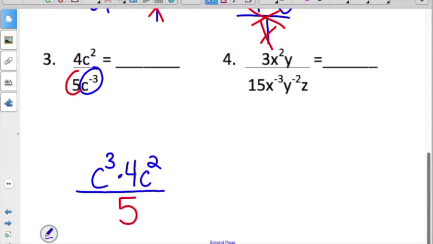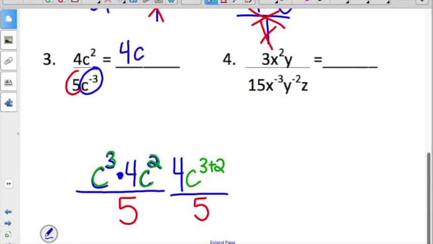We can simplify our numerator a little bit here. We have c to the third power and c to the second power. If you remember from our product rule number 1, we take our base and we add the exponents. So we end up with 4c to the 3 plus 2 power over 5. So our answer will be 4c to the 5th power over 5.